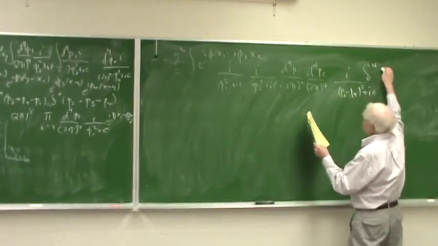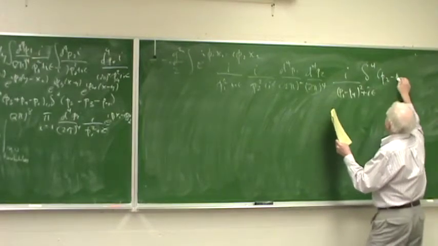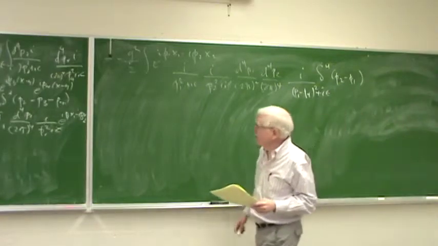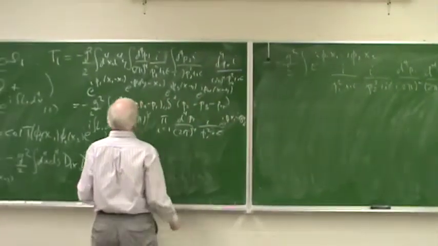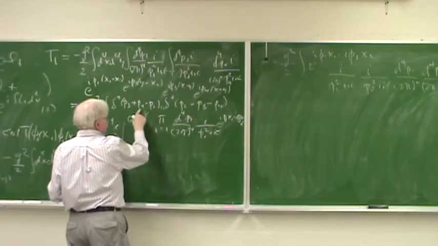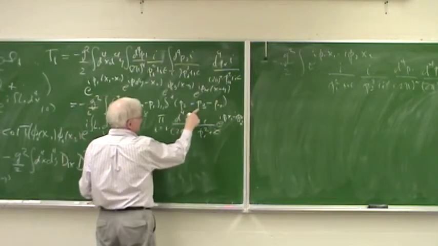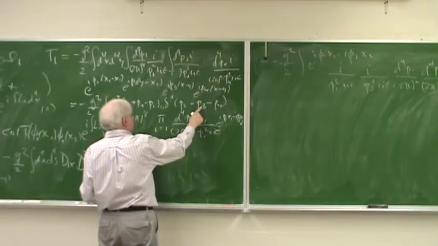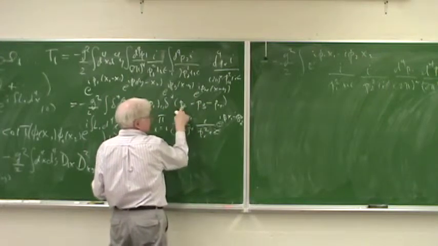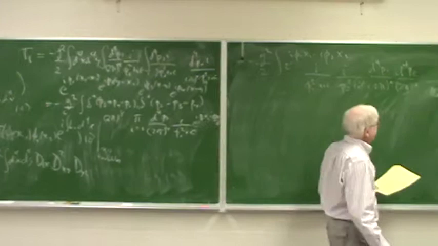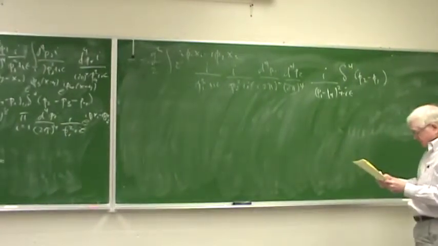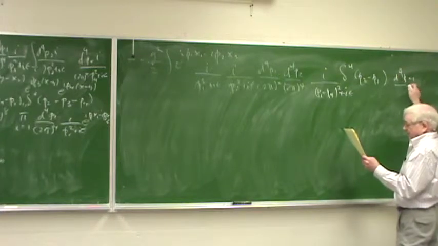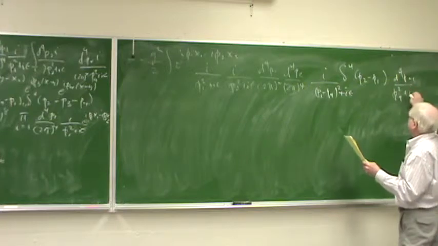And what we have left is delta 4 of P2 minus P1, because what's left, you see, is we said that P3 had to be P1 minus P4. If we set P3 equal to minus P3, then it is P4 minus P1. So this becomes just delta of P2 minus P1. So that's where this came from. And then we have i over P4 squared plus i epsilon.